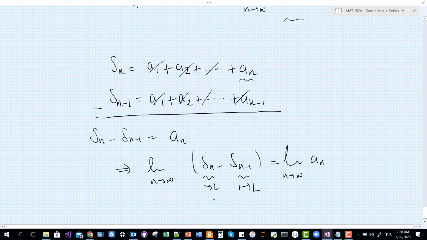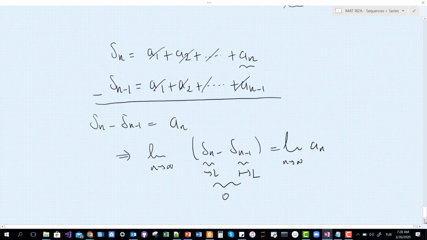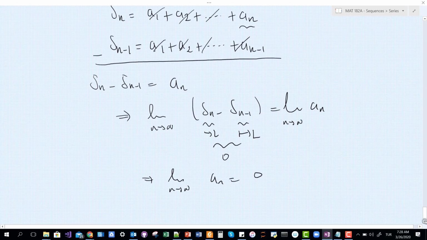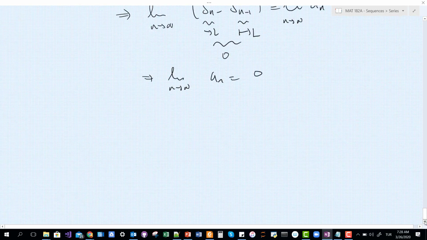That's why, if I look at it, the left-hand side is going to be 0. I'll look at the result. That's what I need. That was what my theorem says. So the limit as n goes to infinity of a_n will be 0. Perfect, right?